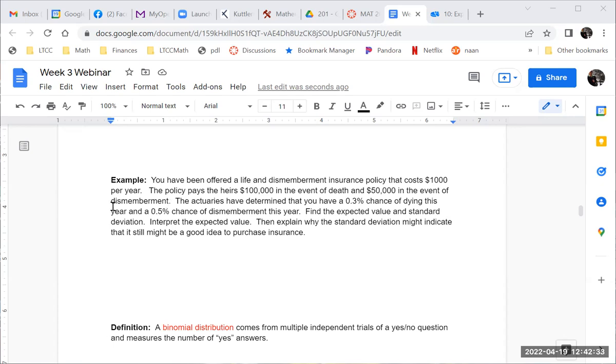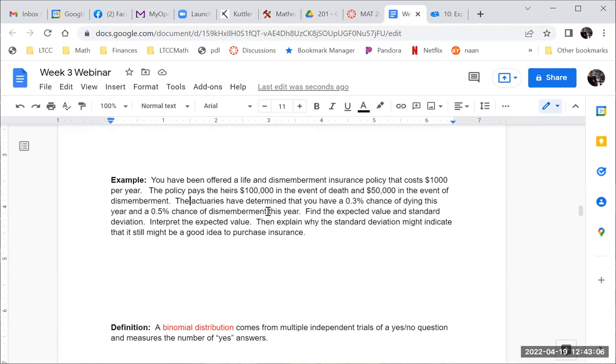Do you guys know what the word dismemberment means? It's an insurance word. It's not a happy word, by the way. Loss of a limb or a digit. Yeah, loss of a limb or digit or any kind of body functionality, basically. So that means some kind of bad thing happened. You're still alive, but now maybe you're not able to work anymore because you lost your hand or something. The actuaries have determined that you have a 0.3% chance of dying this year.